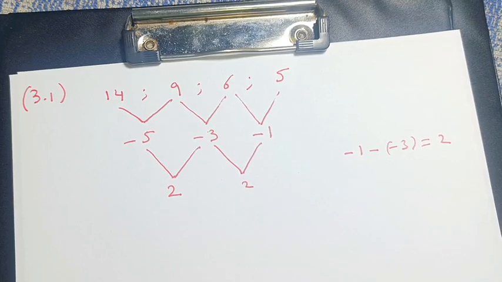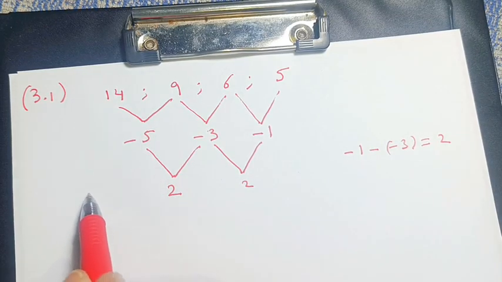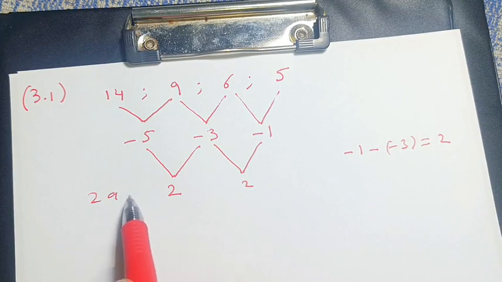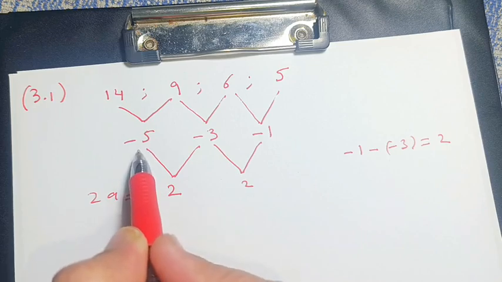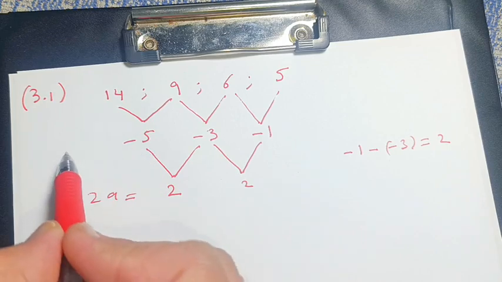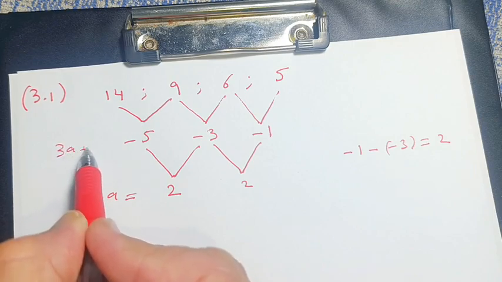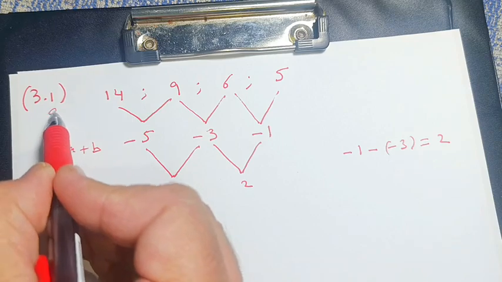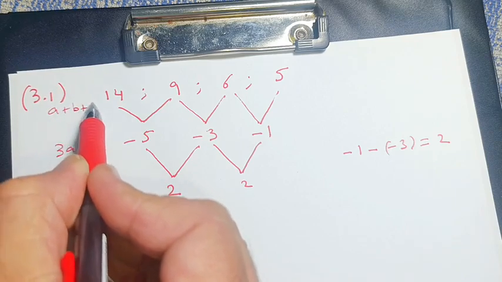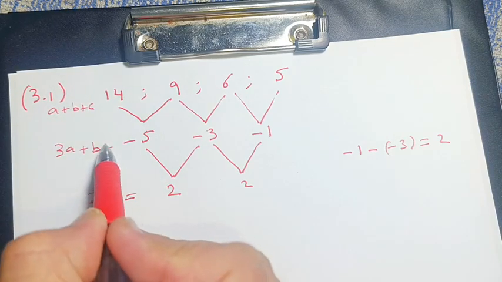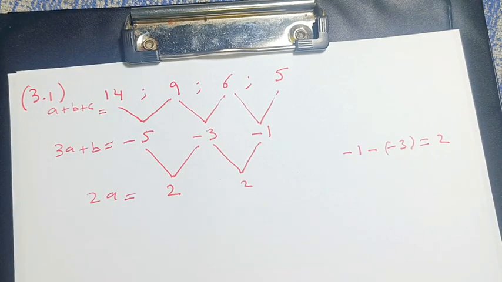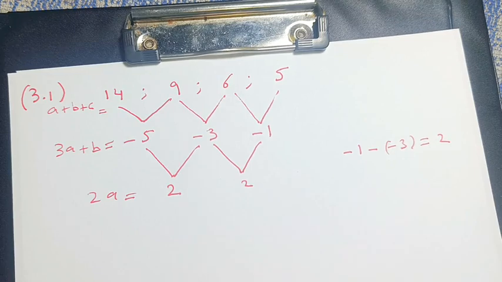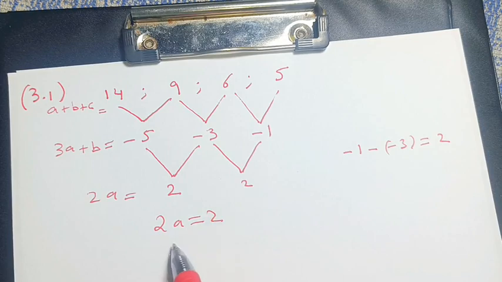Now, this is your 2a. This is equal to 2a. And this one is equal to 3a plus b, and that one a plus b plus c. Now we need to solve. Have a look here. So 2a is equal to the second difference 2, so a becomes 1.